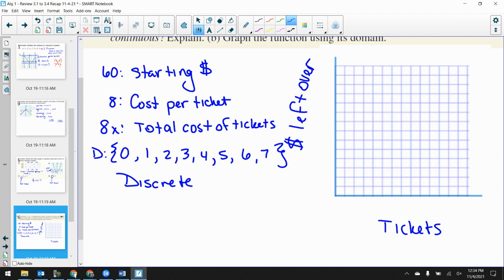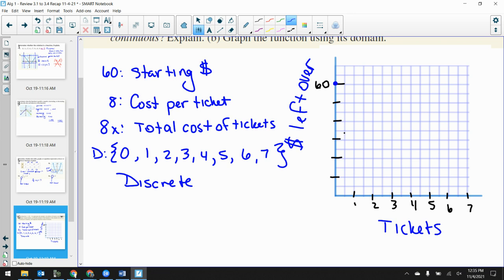Now, I can go by 2 boxes every time for my domain. So I'm going to say 1, 2, 3, 4, 5, 6, 7. Fits perfectly. Now, how much do I need to go up to on my y values? 60, right? So let's go by 2 blocks is 10: 10, 20, 30, 40, 50, 60. If I spend no money, I still have 60 bucks.